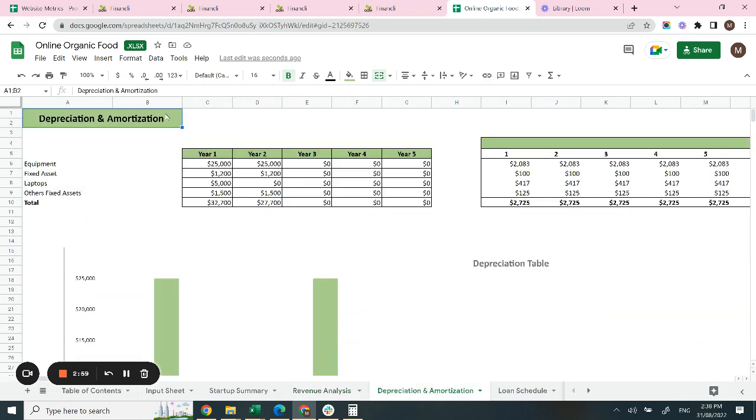Moving on, depreciation and amortization. It is mentioned on a monthly and yearly basis. And further, it includes a graphical representation of the depreciation model. Moving on, loan schedule.